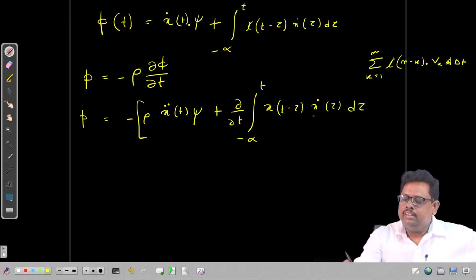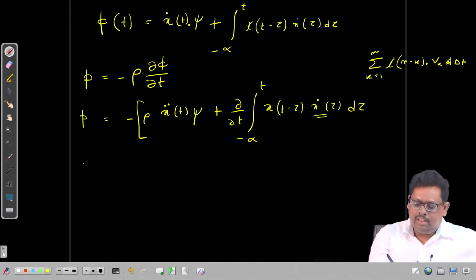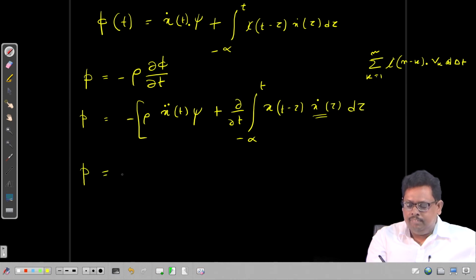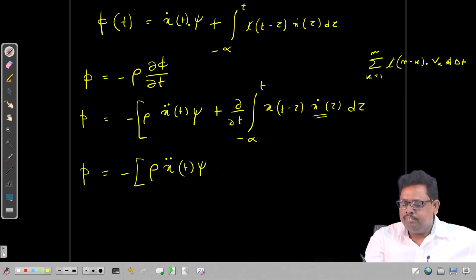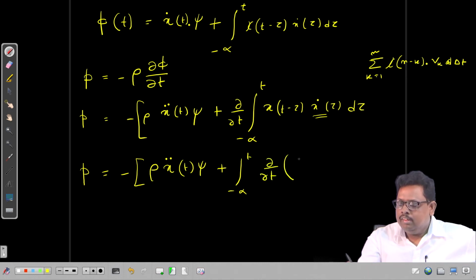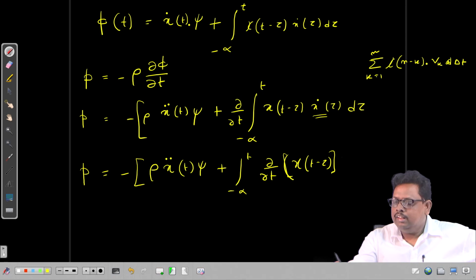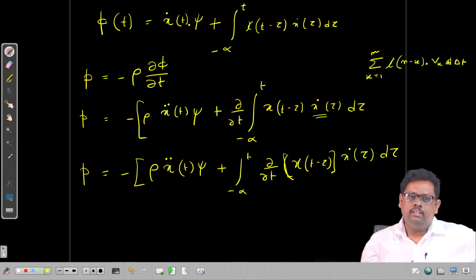Now, here tau is not a function of t. So, therefore, further I can write the pressure P equal to minus rho into x double dot t into psi plus minus infinity to t, so I can write del del t of chi t minus tau and then multiply by the x dot tau into d tau, fine.